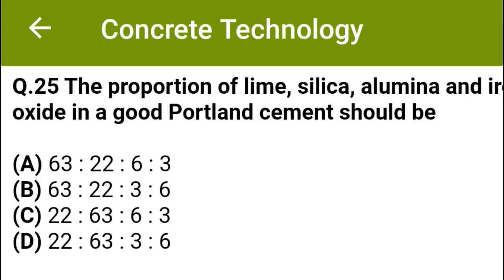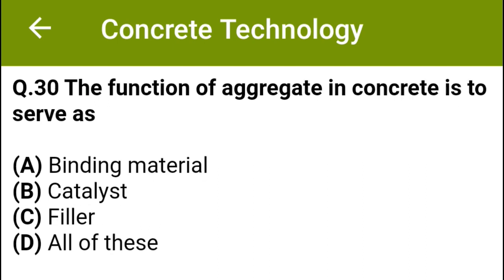The proportion of lime, silica, alumina and iron oxide in a good Portland cement should be: option A, 63:22:6:3. Option B, 63:22:3:6. Option C, 22:63:6:3. Option D, 22:63:3:6. The correct answer is option A, 63:22:6:3.